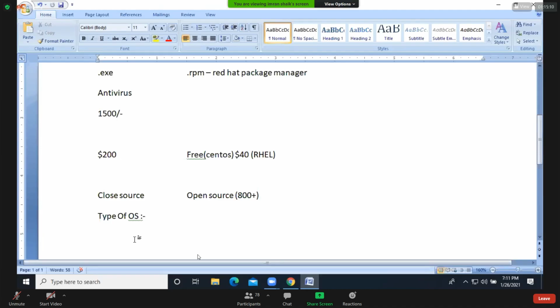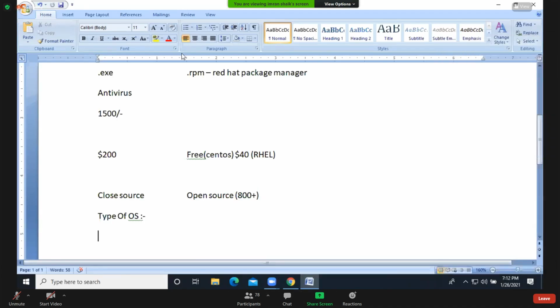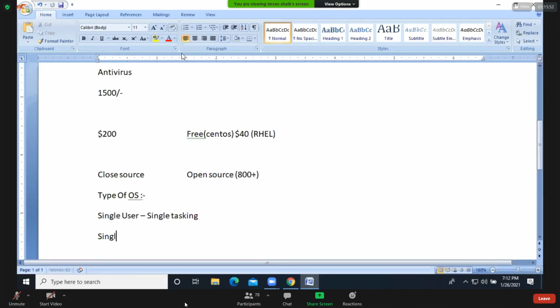Types of operating systems. How many types of operating systems will we have? Two types? What are they? GUI and CLI. Those are modes, guys. GUI and CLI are modes, not operating systems. We have three types of operating systems. What are they? Single user, single tasking. Is that clear? Single user, single tasking. And then single user, multitasking.